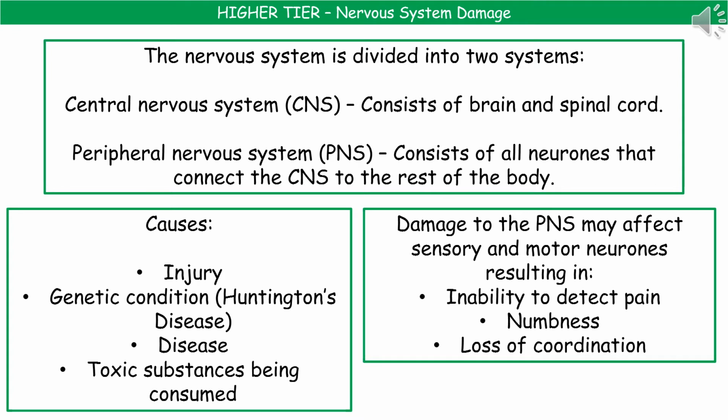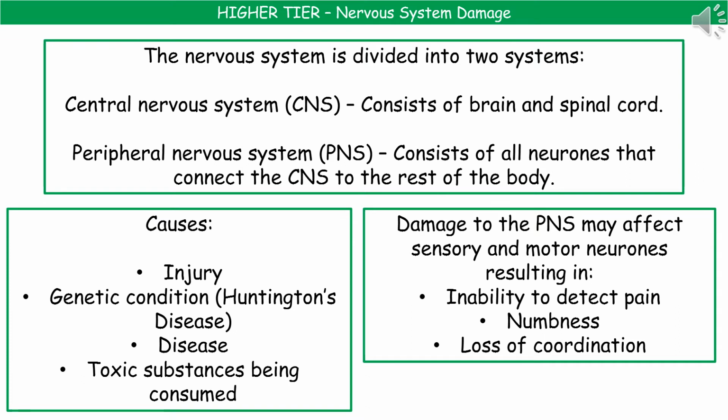Now, what we find is we can have damage caused to our nervous system, and typical causes of this would be injury, perhaps a genetic condition like Huntington's disease. There could be other diseases that lead to damage. We could have toxic substances being consumed. All of them will have some kind of damage on our nervous system.